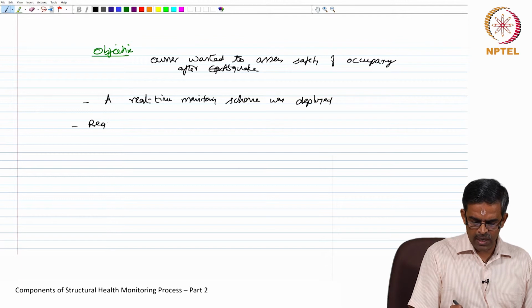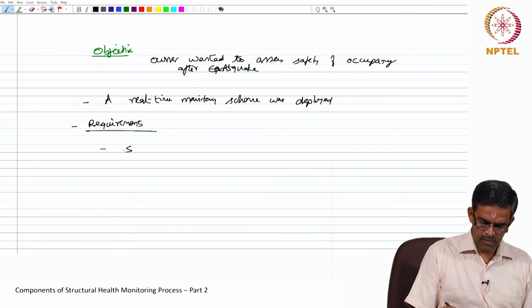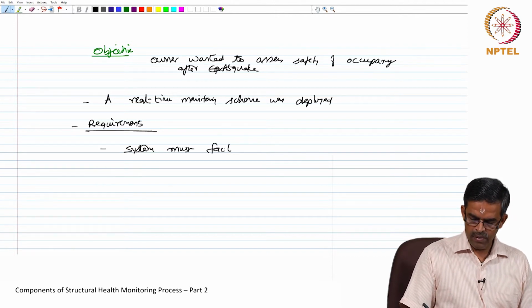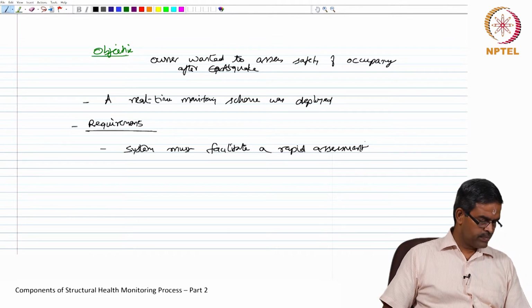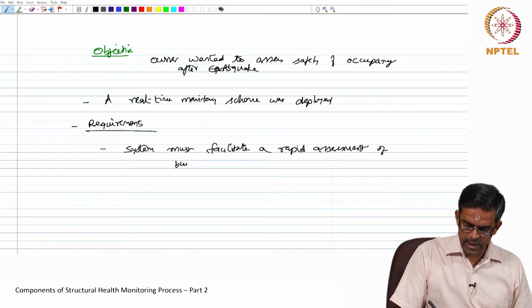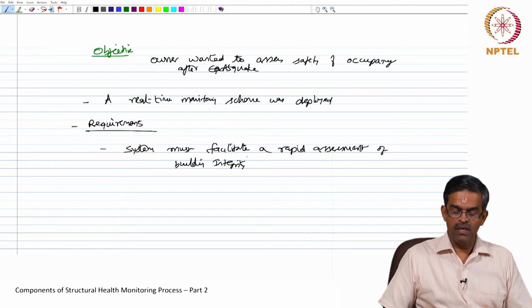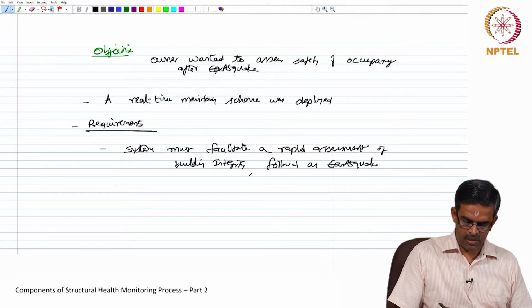The requirements of this scheme were as follows. 1. The system must facilitate a rapid assessment of building integrity, based on which the occupancy safety can be declared following an earthquake. Okay? That is the first requirement of the SHM system.